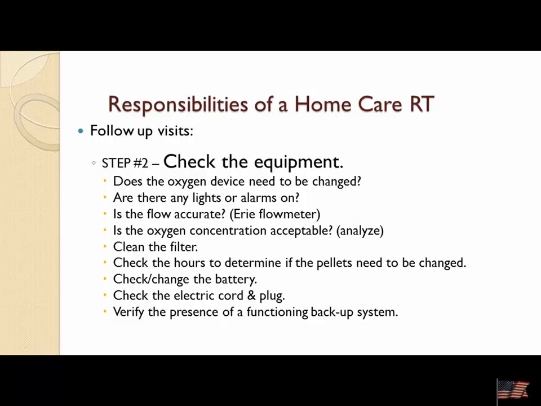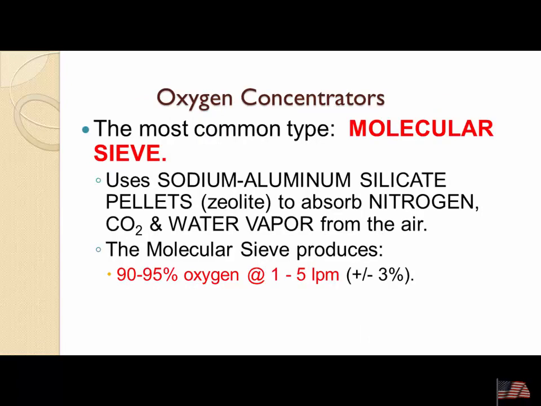Okay. The most common type of concentrator is something called a molecular sieve. And it uses, as I mentioned, these pellets made of sodium aluminum silicate, also known as zeolite. But basically the pellets absorb nitrogen. They also absorb carbon dioxide, but there's a minimal amount of carbon dioxide in the atmosphere, as you remember. And they also absorb water vapor. So what's left is basically oxygen.